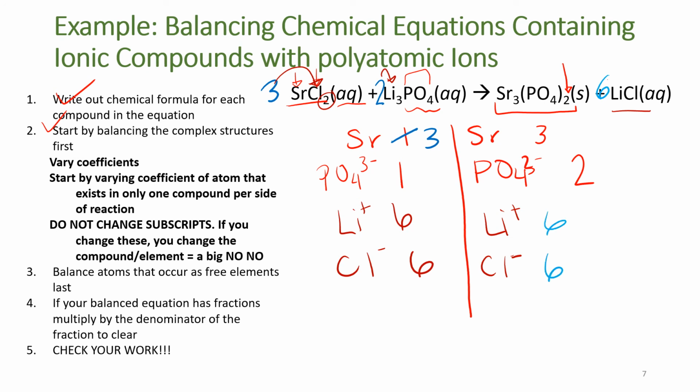So for equations that have polyatomic ions, keep the polyatomic ions together the way that I did for that phosphate. It will make your life so much simpler. And then just balance them as a whole. And there's no fractions in this, so we're pretty much done. There's no free elements, so that's basically it for this one.